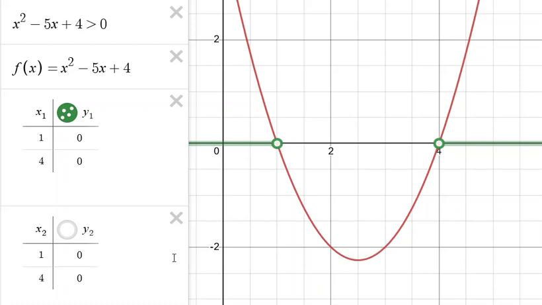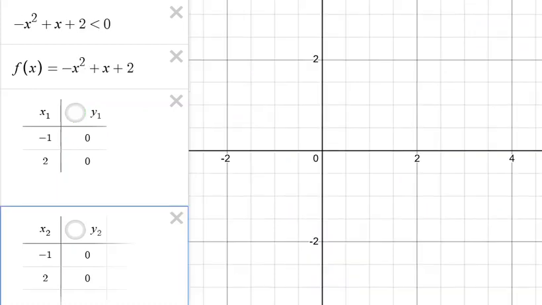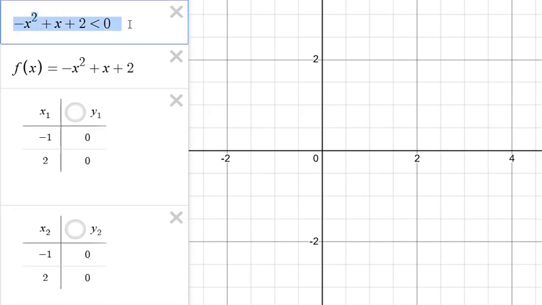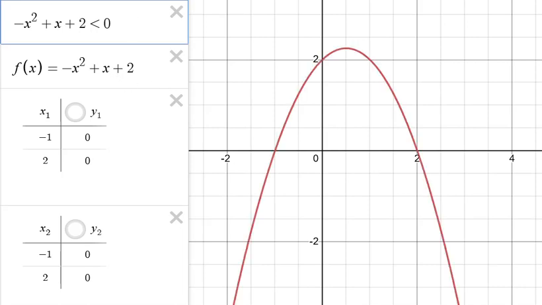All right, so let's do one more example. Okay, last example. Let's solve this inequality: negative x squared plus x plus 2 is less than 0. Again, we think of the left-hand side as a function. Let's get that graph up there.